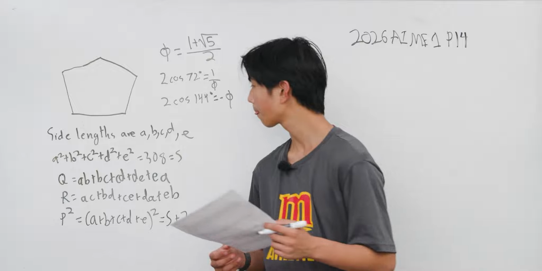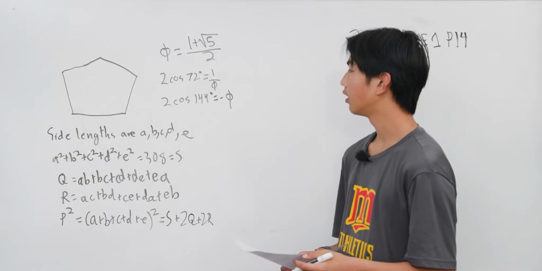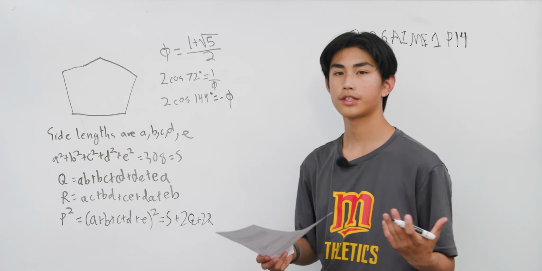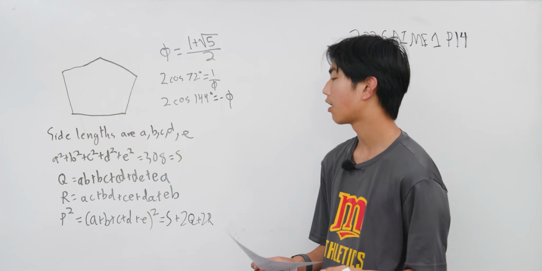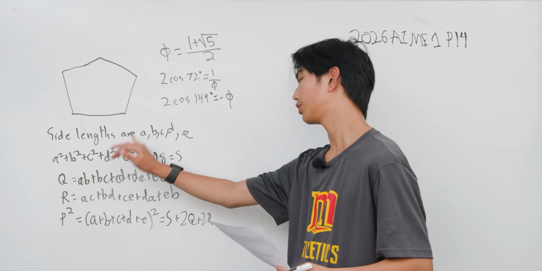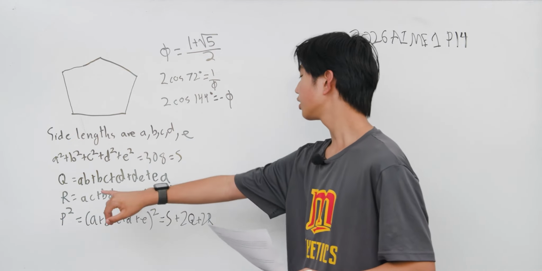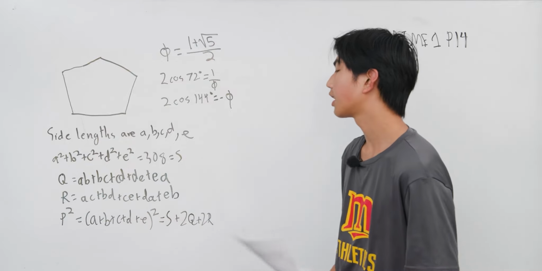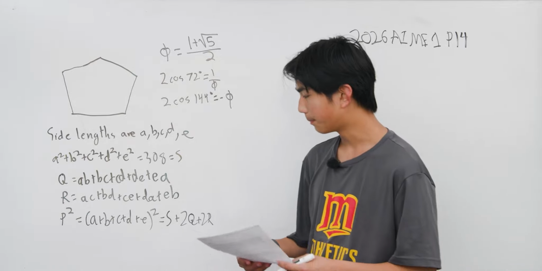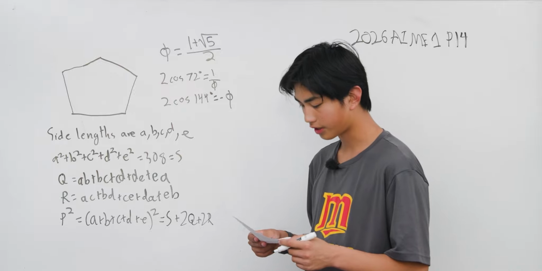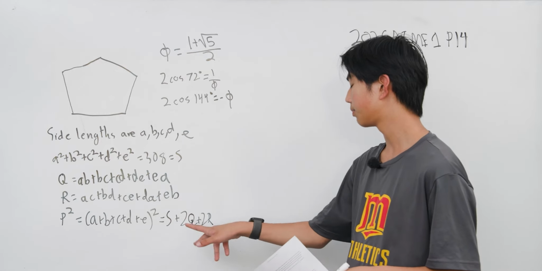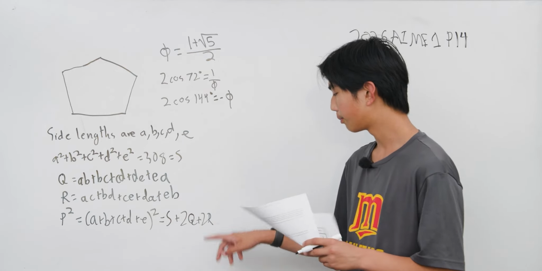Find m plus n. Now what we can do is first just have a pentagon, and we have all the side lengths be a to e respectively. Then we can write out some equations. So obviously we have the sum of the squares of the individual side lengths, which is equal to 308. We denote that as s. And then we have the products of different side lengths denoted as q and r, where the ultimate goal we're trying to find is p squared, the square of the perimeter of the pentagon, which is in this form, which we use these 2q and 2r to simplify the sum to s plus 2q plus 2r.